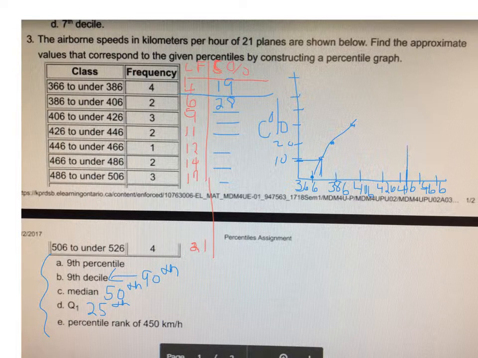So if you follow that all the way up to where it meets your graph, and then you go across to the y-axis, you should be able to read the percent from the vertical axis, and that's the rank that they're asking you for. They're saying what percentile is it if you know the specific speed in this case.